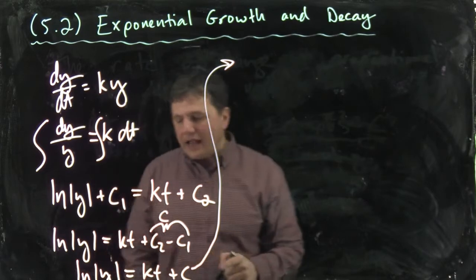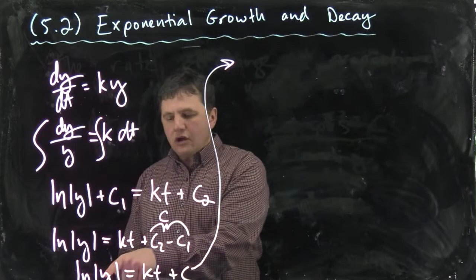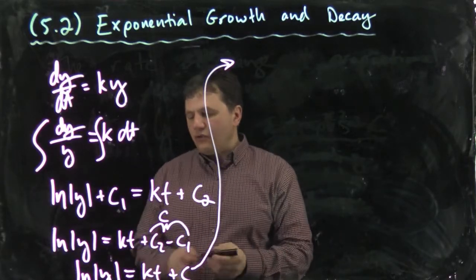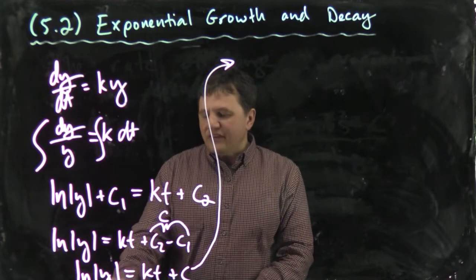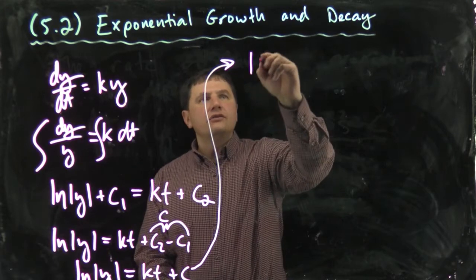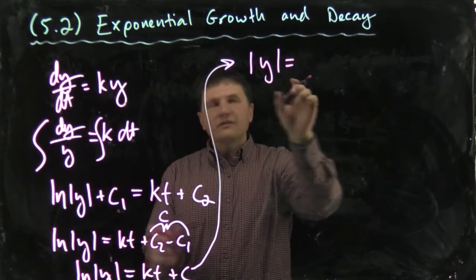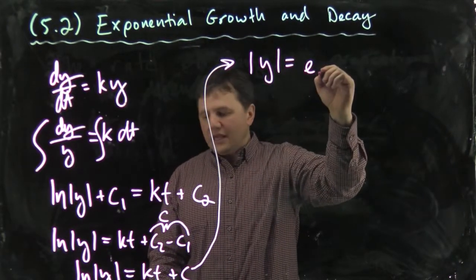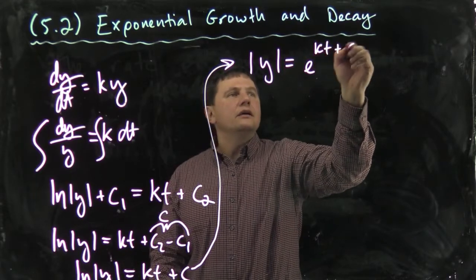Now we have to solve for y. So keep in mind, this is in log form. I'm going to want to write that in exponential form. The base e is going to be raised to the exponent, and that equals the absolute value of y. So if I write this in exponential form, it's going to look like this: absolute value of y is equal to e to the kt plus c.